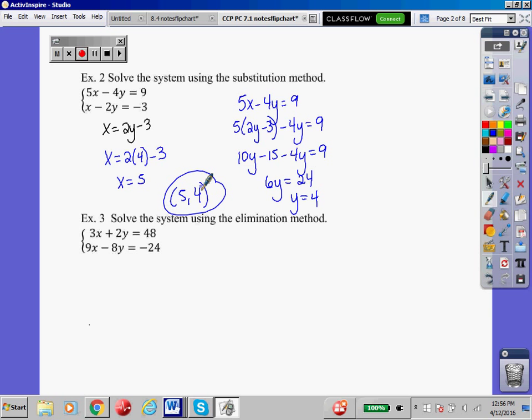Yeah, Joey? If this was a question on the test, could you have just multiplied the bottom by -2 and then got rid of the y? That's called the elimination method. So if it says use substitution, I'd like you to try substitution. I'm just trying to go through the method. Now, if the quiz just says solve it and you pick, you can do it any way you want.